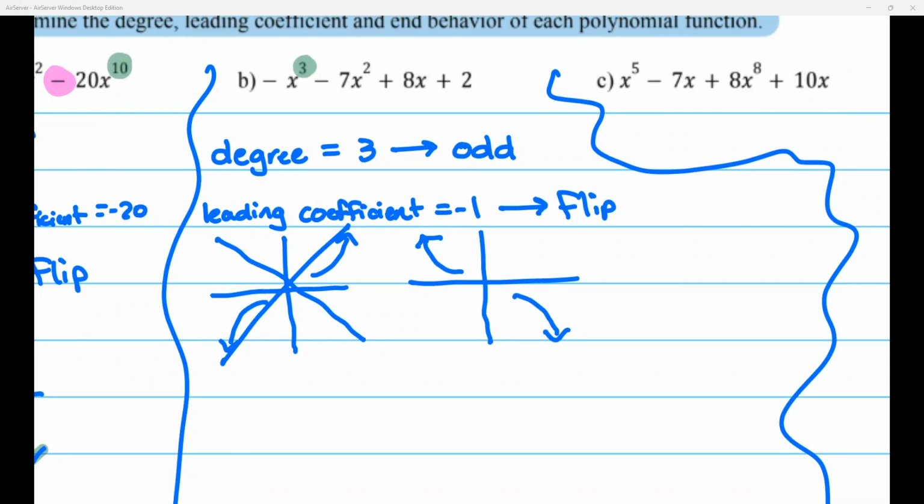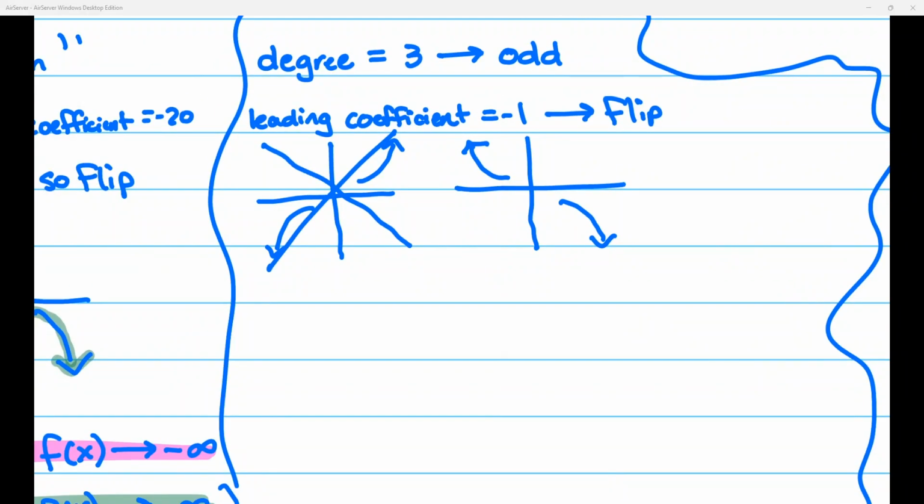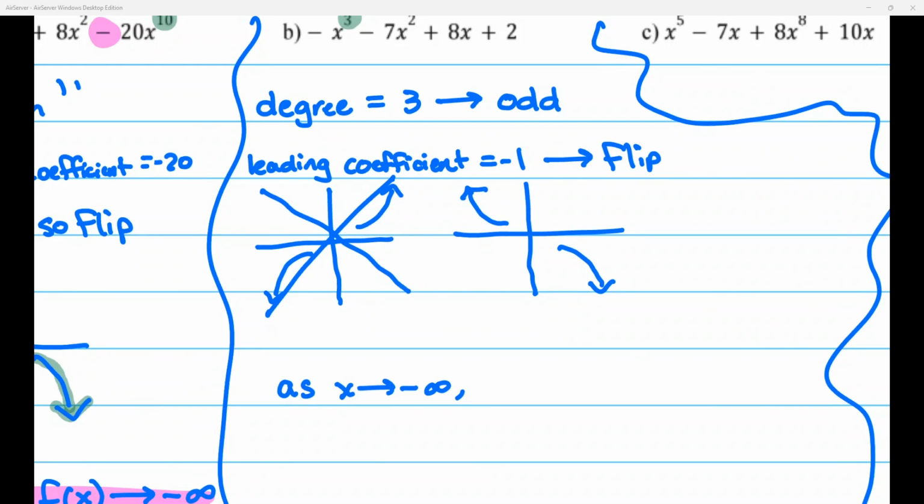So let's see. As x, how do I say goes left? As x approaches negative infinity, as my x's are going to the left, what's happening to my graph? My graph is going up. So I get to say my y's. I'm going to write f of x approaches, and since it's going up, I'm going to say it's going to positive infinity. And, by the way, that's the left side of my graph.